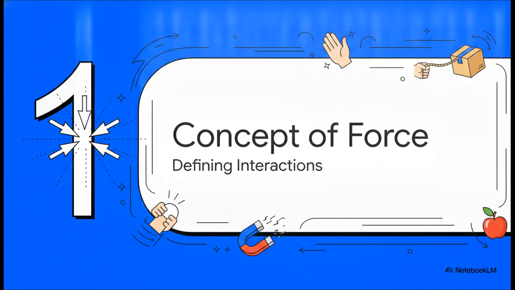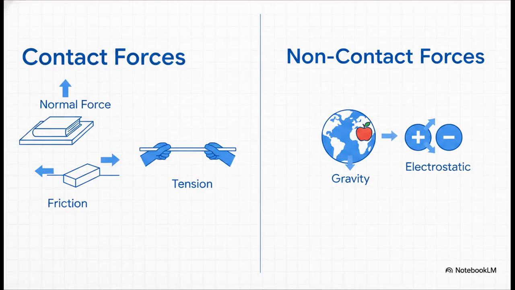Section 1. The concept of force. Okay, let's dive into this first section and establish exactly what a force is before we start writing out any complex equations. In physics, forces are vector quantities, meaning they have both magnitude and direction. And they essentially come in two flavors. First up, we have contact forces. These exist only as long as objects are physically touching each other.